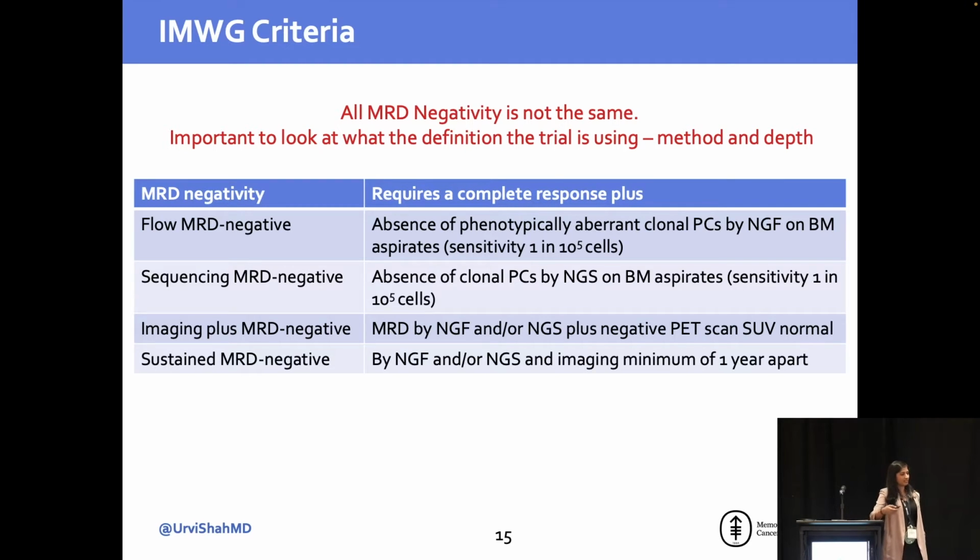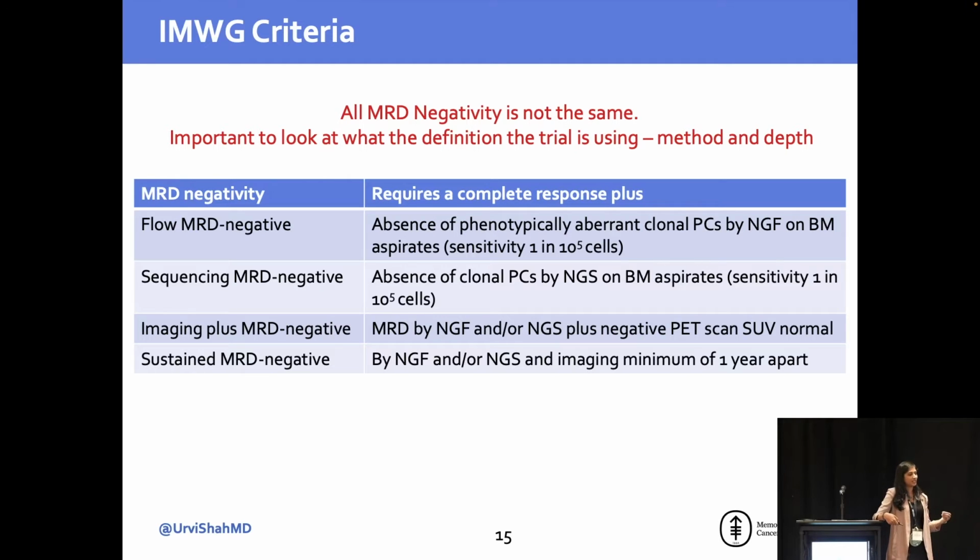So the IMWG criteria talk about MRD negativity as flow MRD negative, sequencing MRD negative, imaging plus MRD negative, and sustained MRD negative. So these are like the 4 different groups that they put it into. And I'll explain this a little more, but flow is flow-based testing, where it's something called flow cytometry, and my next slide will explain that to you.